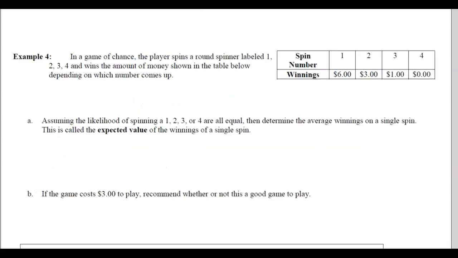So here's another game. In a game of chance, the player spins a round spinner labeled 1, 2, 3, and 4, and wins the amount of money shown in the table, depending on which number comes up. If they spin a 1, they get $6. If they spin a 4, they get nothing. Assume the likelihood of spinning a 1, 2, 3, or 4 are all equal. So if you have a spinner, like on a board game, cut into 4 parts, and all the parts are equal.